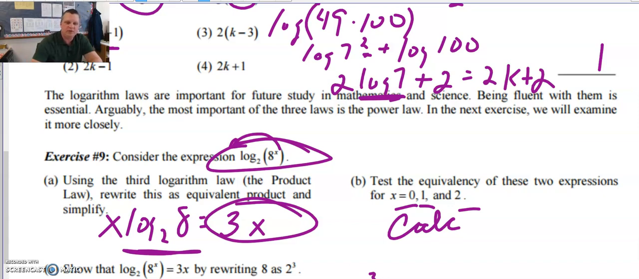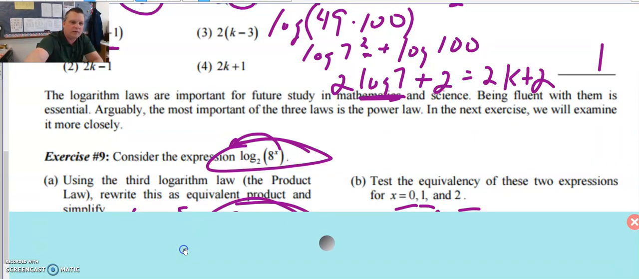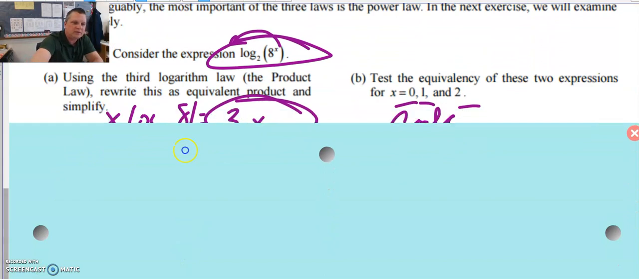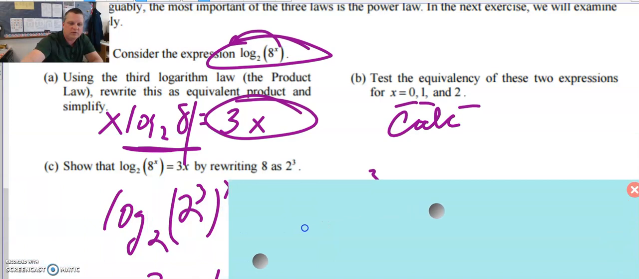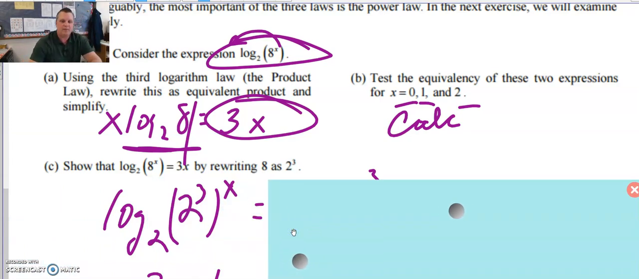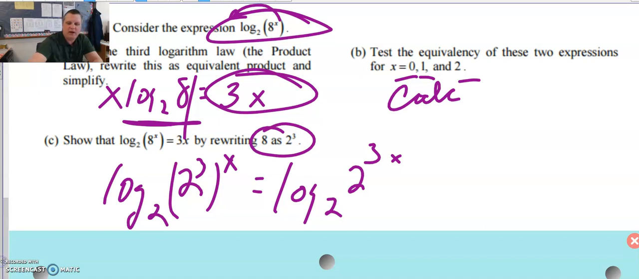Now it says, how can we do this as rewriting? I'm bringing the screen back up here, so I can go through this. Okay, here it is. The first thing we do is I rewrite it like that, because it says rewriting 8 as 2 to the third. So I have log base 2 of 2 to the third to the x. Power to a power, I multiply. Log base 2 of 2 raised to the 3x power.